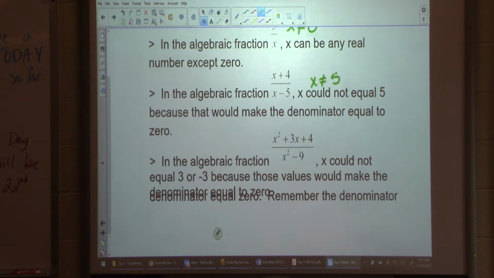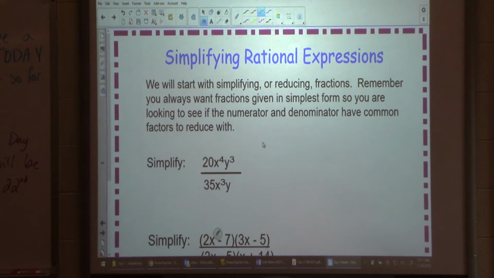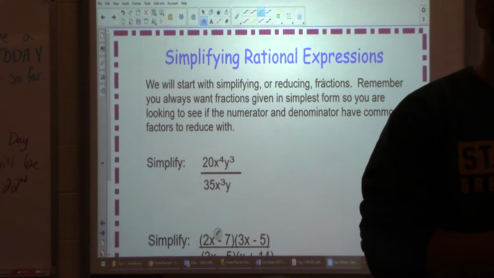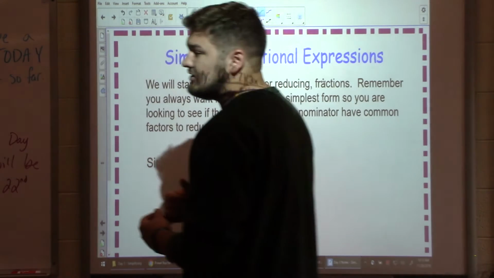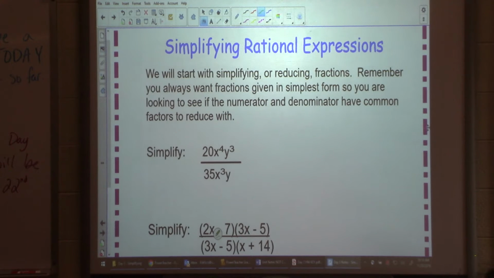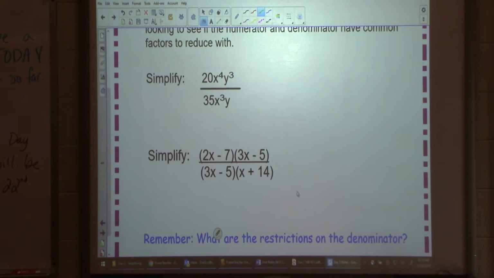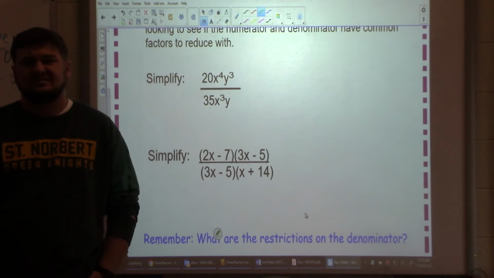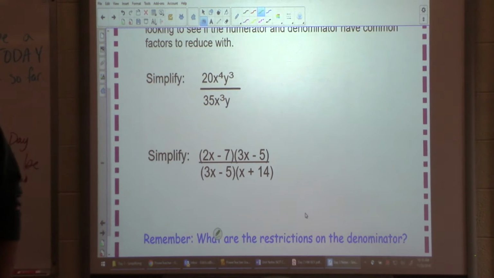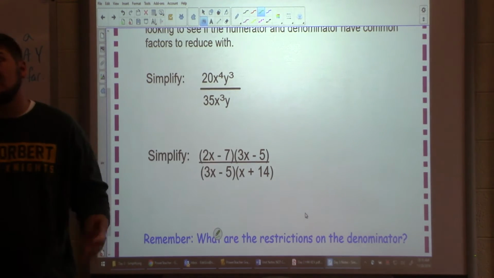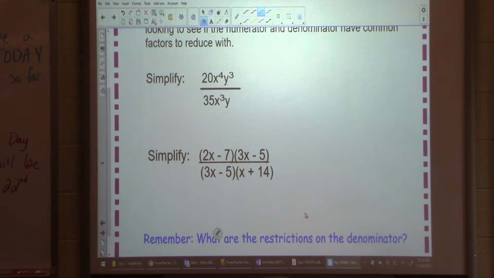Alright, moving on. Just simplifying. When we simplify, we start by reducing fractions. Now, before we even start simplifying, you should always try and factor. Factor first, and then simplify. Because we can only simplify like terms in the numerator and denominator. So if I look at the first problem, 20x to the 4th y cubed over 35x cubed y. Can I factor those at all? No, right? They're terms. That's a term. I can't factor that. 35x cubed y. It's a term. I can't factor it.